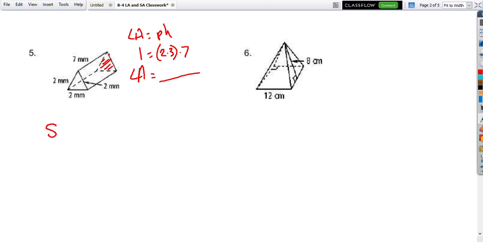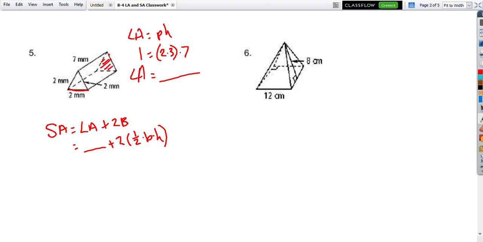The surface area gets a little bit more tricky. It's the lateral area, we already know that, plus 2 times the area of the base. So this is going to be that answer we get from up there, plus 2 times 1/2 times the base times the height of our triangle. Now the base is nice and easy. It's that side right there.